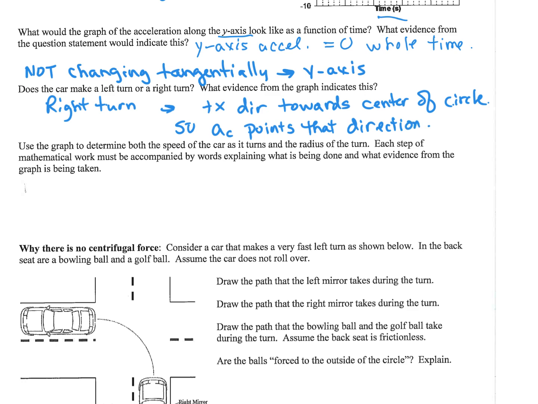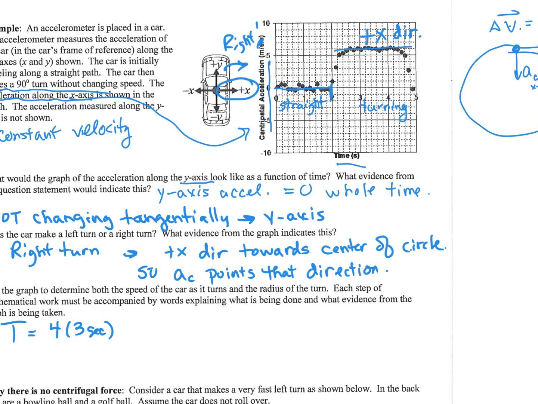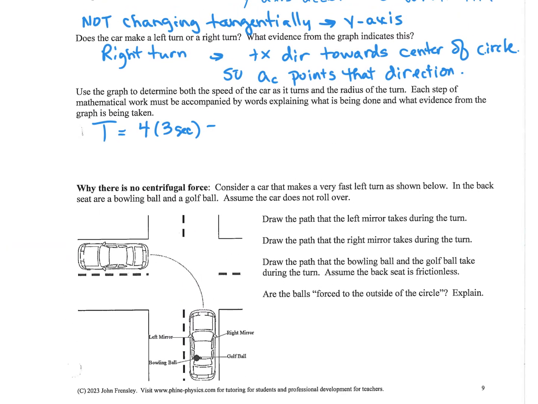Okay? Use the graph to determine both the speed of the car as it turns and the radius of the turn. Well, we know the period is what? It's going a quarter turn in 3 seconds. So we know 4 times that 3 seconds. And how do I know it's going a quarter turn in 3 seconds? Because it's a 90-degree turn between 2 and 5 seconds. That's 3 seconds. And a right turn is 90 degrees, so that's a quarter of a turn. So we know the period is 12 seconds.